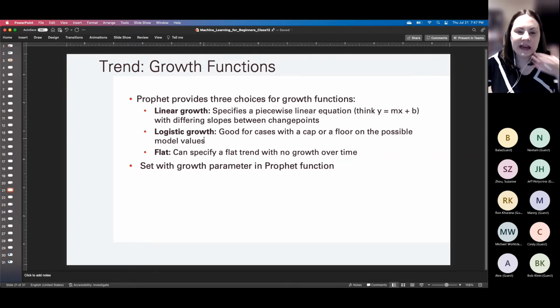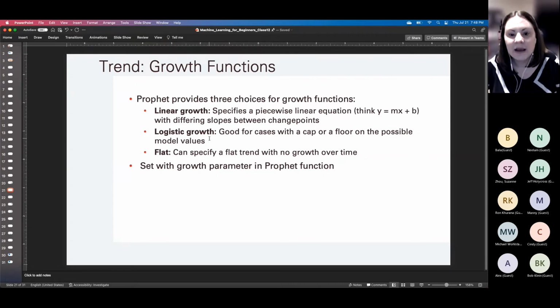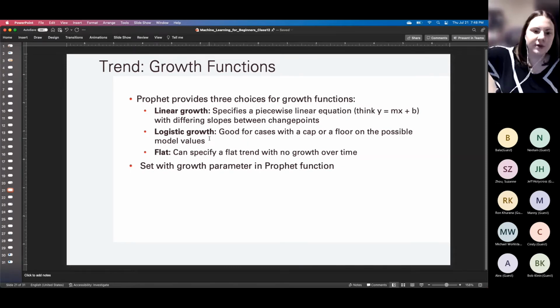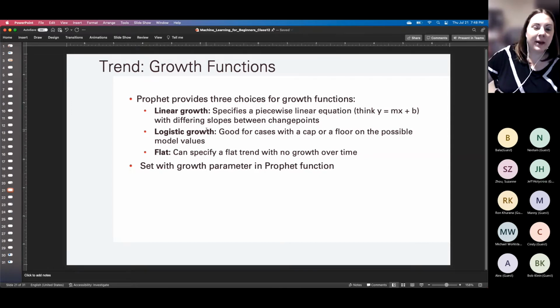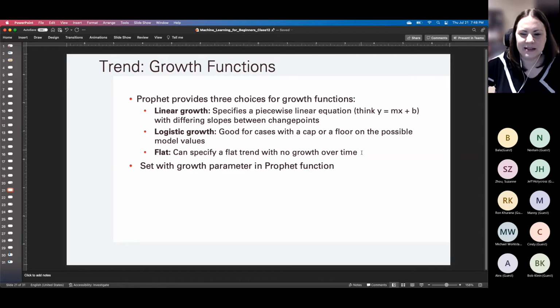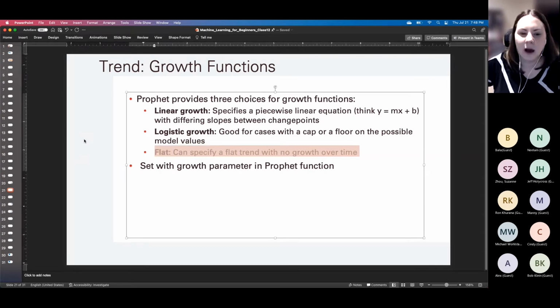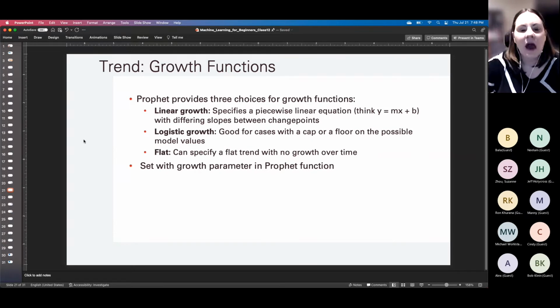So if you're getting predictions of negative sales, logistic growth allows you to set 0 as the lowest you can get. And if you know, because of your data's domain, that there's a max value, you can set that as well. You can also set a flat trend if there's no growth over time at all. The model would probably pick that up anyway, so I can't see a place where I would use that in general, but it's an option. And you can set the growth parameter in the Prophet model function itself. So I'll show how that's done.